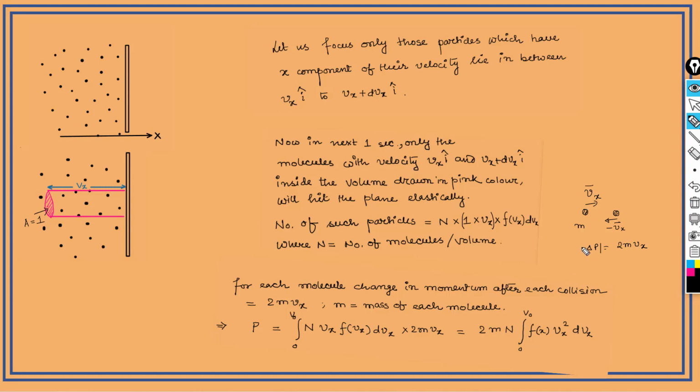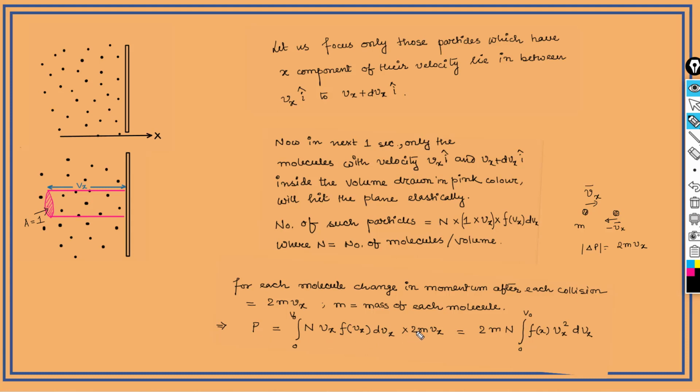And this change in momentum is happening per second on this wall, and that is going to give the force on the wall per unit area, which is nothing but the pressure that we have to calculate. So 2 mvx is the change in momentum for each molecule. For this number of molecules, what is the change in linear momentum per second? That will give me the pressure at that particular wall.